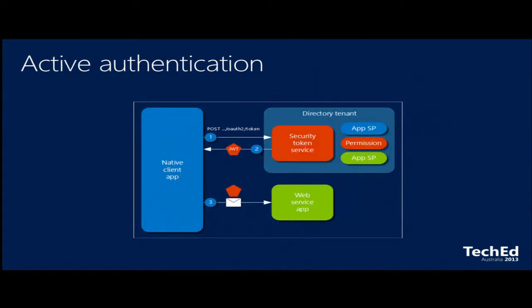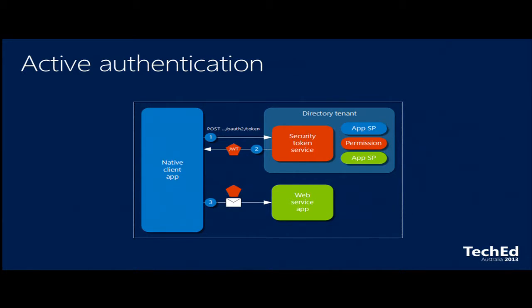Got another one of these diagrams that demonstrates the end-to-end flow. It's quite similar to the previous diagram. Not many steps, but there is a little bit of setup. On the left is the native client application. Maybe it's a Windows Store app that's been added, like any other application, to the Windows Azure AD tenant, and a service principal has been associated with it.